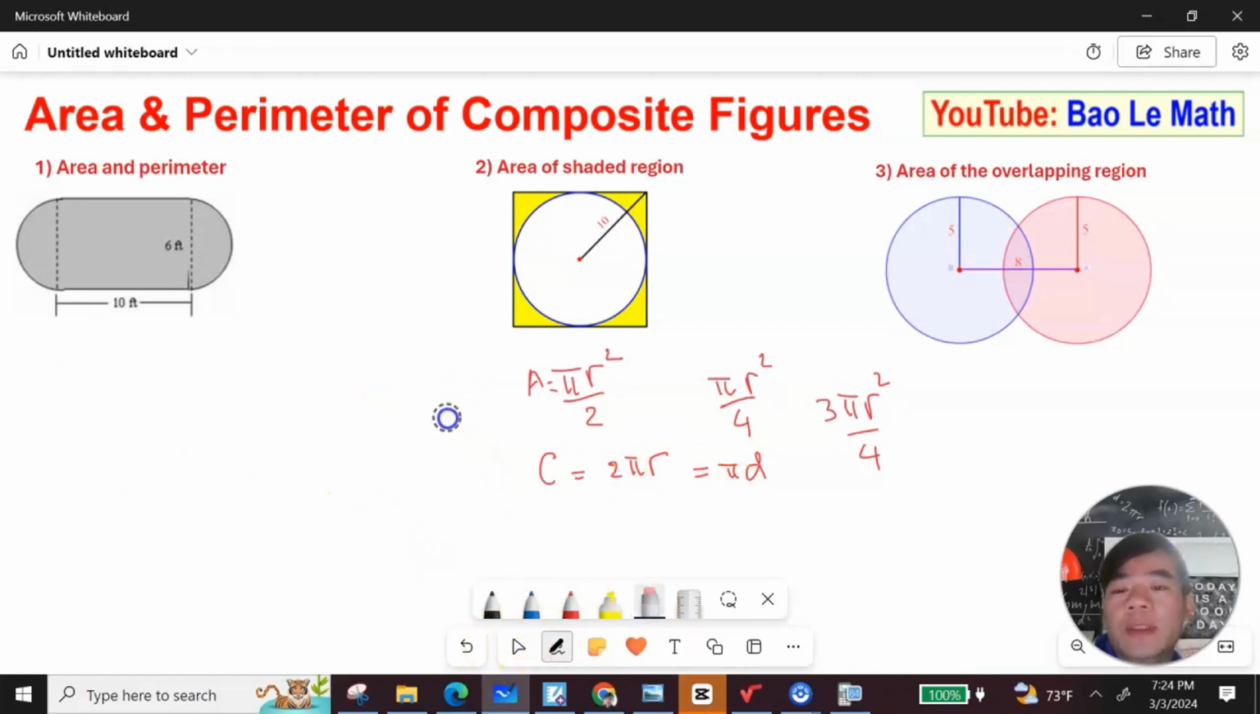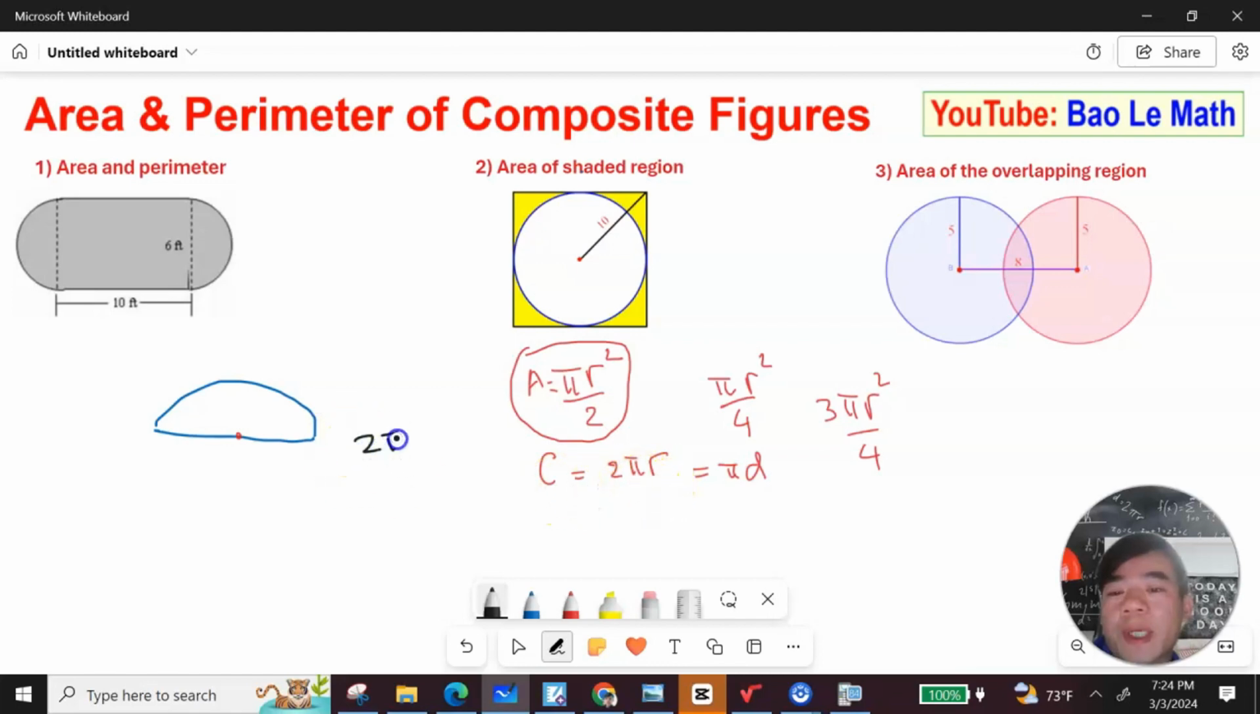Now semicircle. So let me write this one. I have a semicircle right here, and I have the center right here. Now I need to calculate the area of the semicircle. I use the area of the whole circle divided by 2. Now, if the semicircle stays along like this and the question asks you to calculate the circumference or perimeter, I use the circumference of the whole circle.